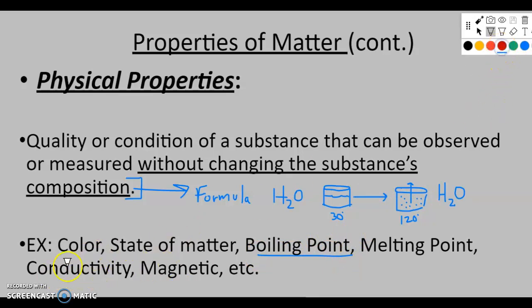Conductivity and magnetism are tricky ones for people. The key thing is with conductivity, it's allowing electricity or heat to pass through the substance. It's not generating its own electricity or heat. So conductivity is a physical property. Magnetism as well. You can test if something is magnetic or not without actually changing the substance. Think about the magnets you put on your refrigerator. Before and after you test to see if the metal is magnetic, it's still the same metal. So the composition did not change.